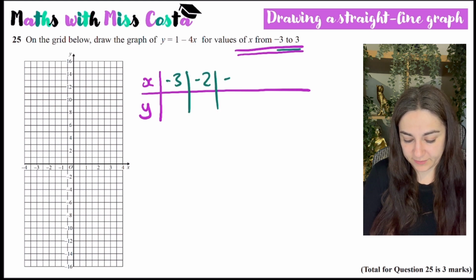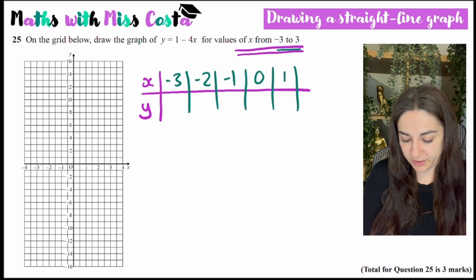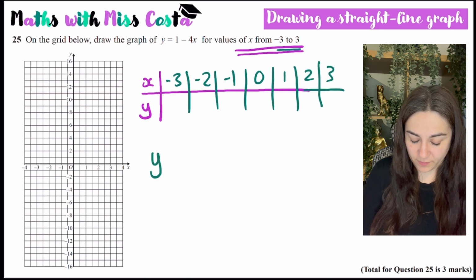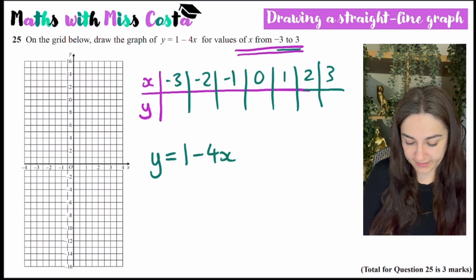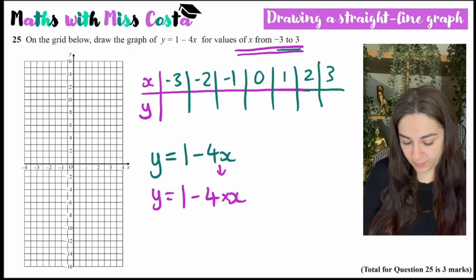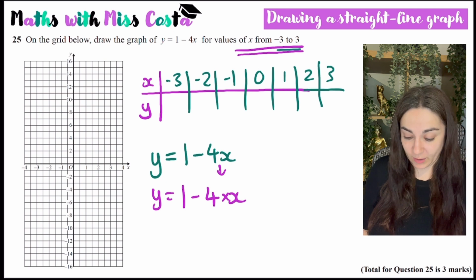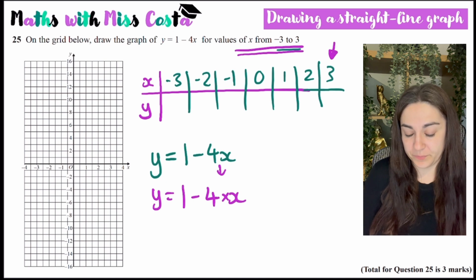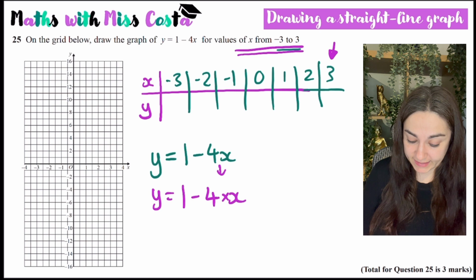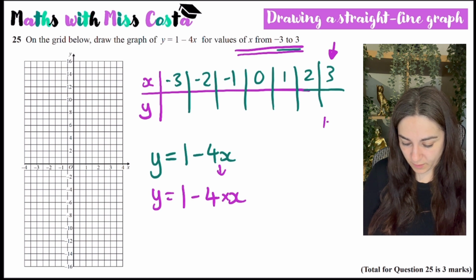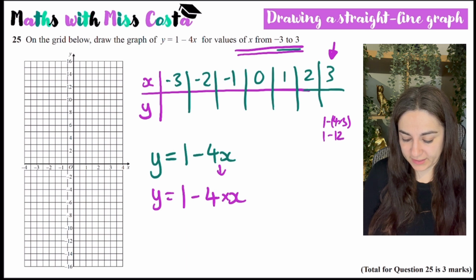So I could write out -3, -2, -1, 0, 1, 2, and 3. And now what I'm doing is I'm substituting into this equation. So 1 take away 4x. What does 4x mean? It means the y value is going to be 1 take away 4 times x. So it's always most helpful to start here with the positive numbers, just makes your life easier. So I'm going to do over here 1 take away 4 times 3. So 4 times 3 is 12. 1 take away 12 is -11.